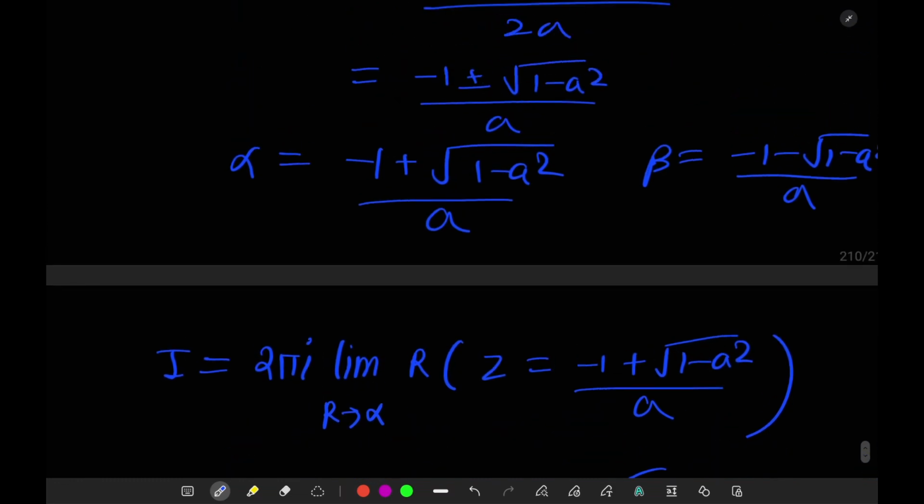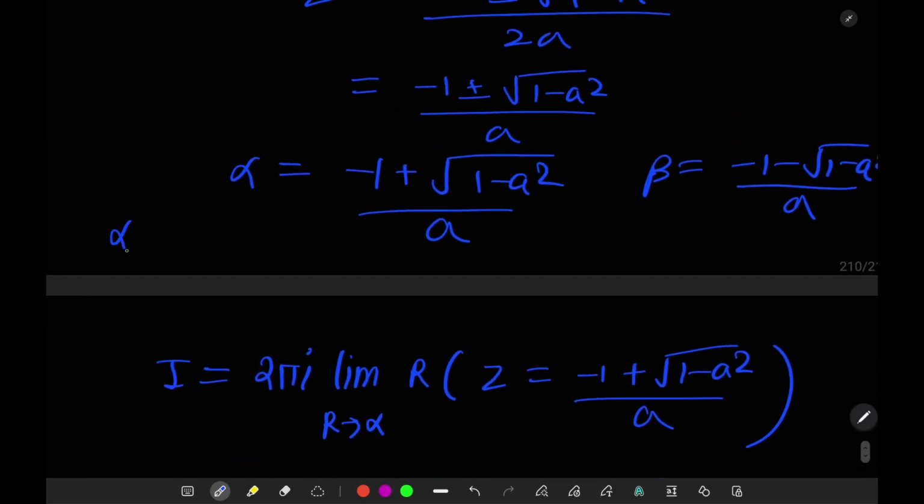Here alpha minus beta is equal to, this term is 1 minus 1, which is cancelled out by this, so this becomes this.